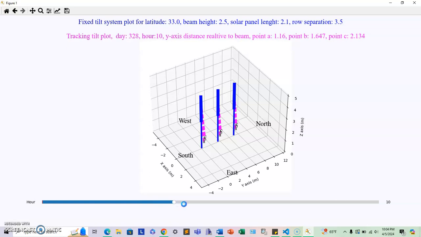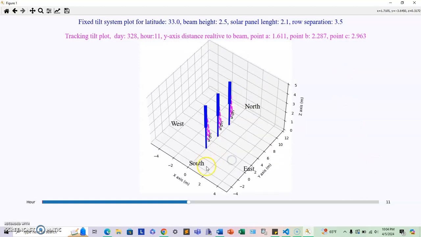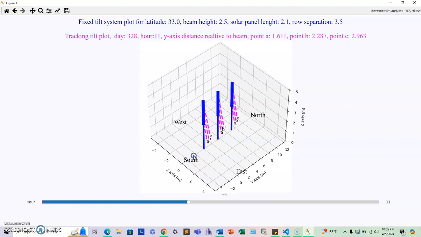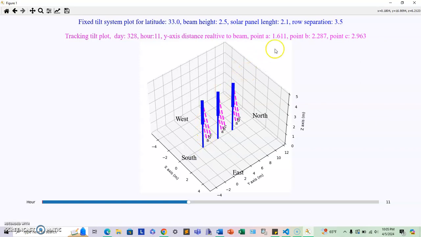So the scientist, for example, or client, can play around with this module. For example, before noon, we have the sun around here in the southeast, and it will cast a shadow on the northwest. Now, just like in the other one, because we have very long rows across the x-axis facing south, we really care most about the y-axis distance relative to the beam for the shadow.